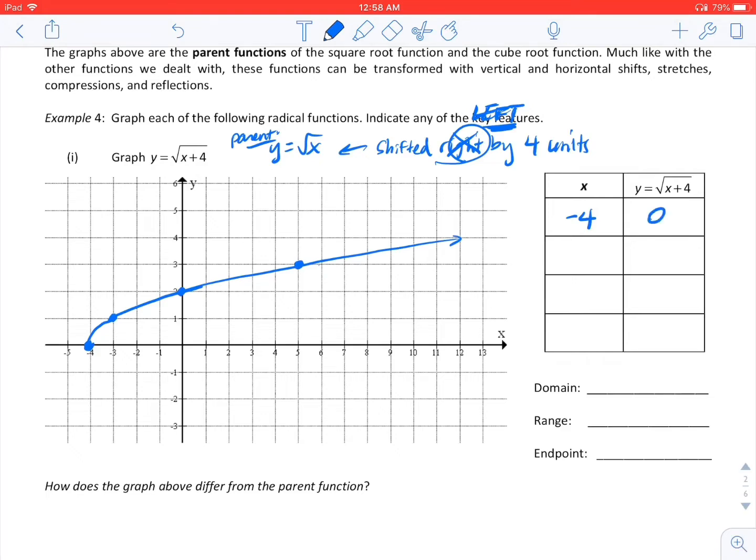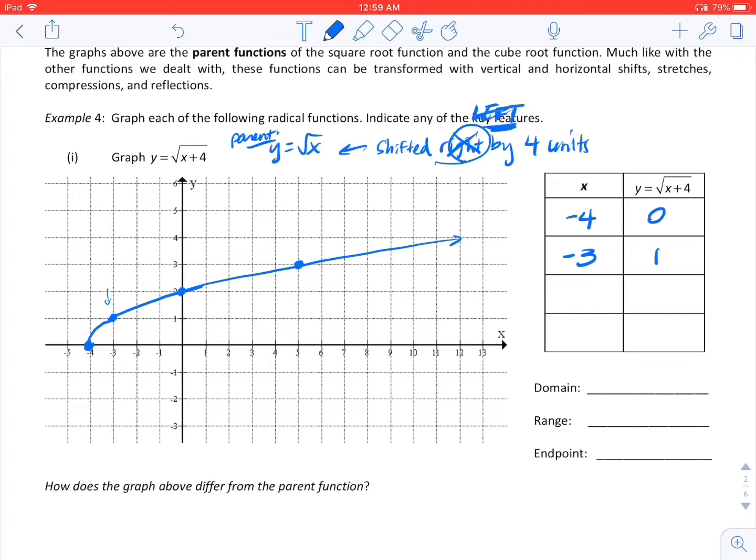So 1 point on the graph should be (-4, 0). If I look at the graph, turns out that is true. Yay! What's another convenient value? Well, maybe if I choose -3, the radicand ends up being a 1 because -3 plus 4 is 1, and the square root of 1 is 1. So the y value should be 1. And that point right there.